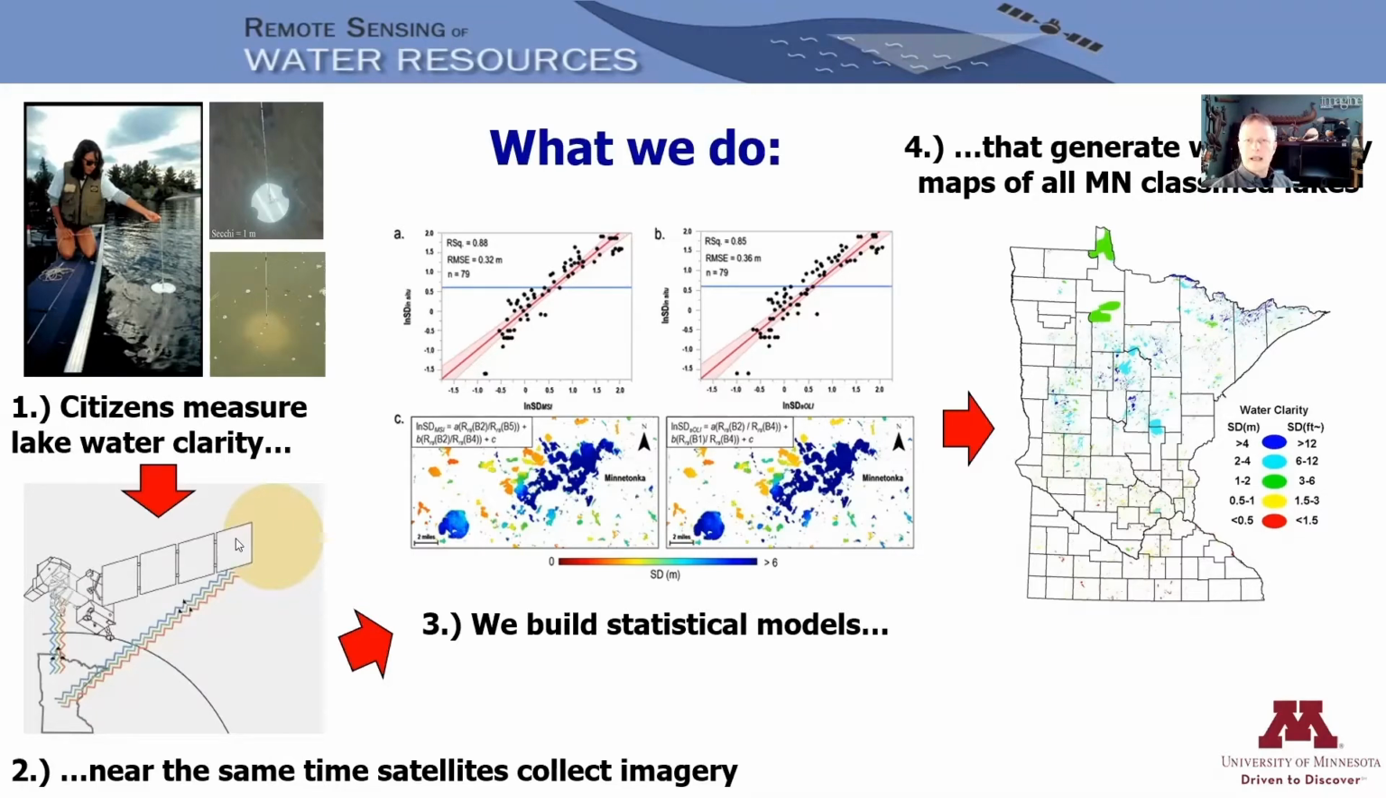In Minnesota, we have a good field monitoring program for water quality variables. At the same time, we have satellites regularly collecting imagery. So what we do is we find some good clear imagery, link up the field measurements within a few days of the image, build a statistical model of that relationship, and apply that model to all the lakes on an image. Do that for enough images, and we come up with the water quality for the whole state.